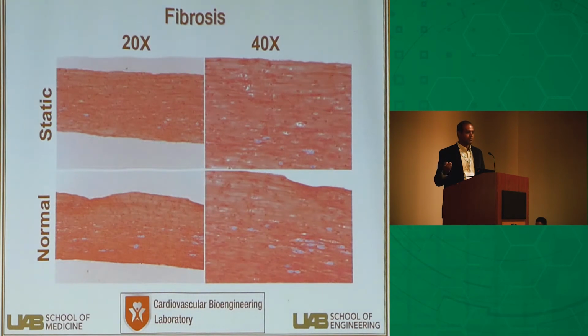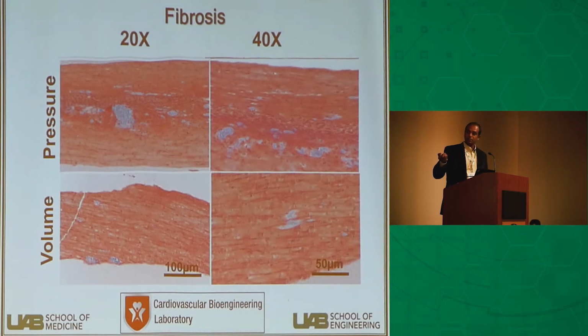And finally, this is probably the last set of data I'm going to show. We just looked at Masson's trichrome staining to see what these fibers look like. So this is static and normal. There appears to be little to no difference between these two conditions. Whereas with the pressure and volume overload, we really did see significant changes. Particularly with the pressure overload, the fibroblasts are all localized to the center. You see the increased proliferation of these cells, and there is significant fibrosis. And this is just with pure pressure overload. We did not do anything else except change the loading conditions.